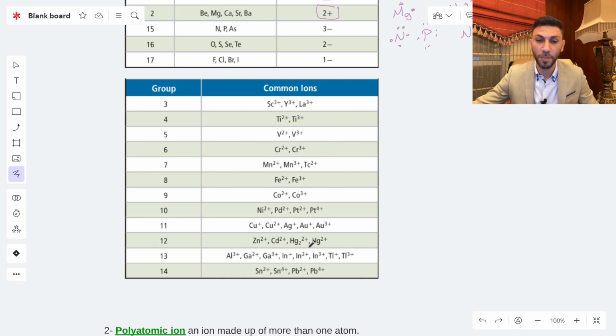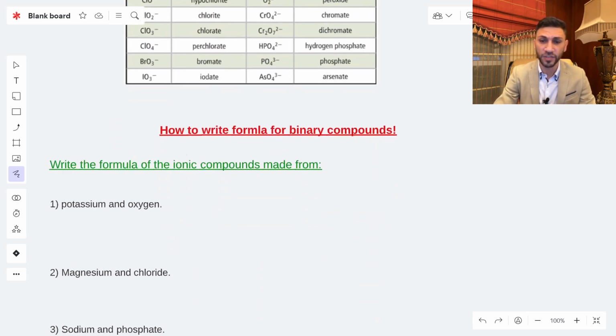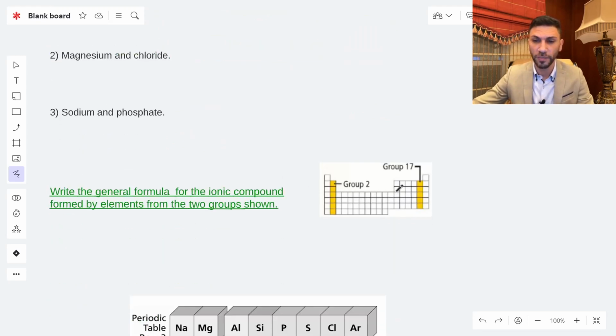For example, mercury, we have Hg2 positive 2 and Hg positive 2. So the transition elements, most of them, have more than one oxidation number or more than one ion. Could be positive 1, could be positive 2, etc. All right.